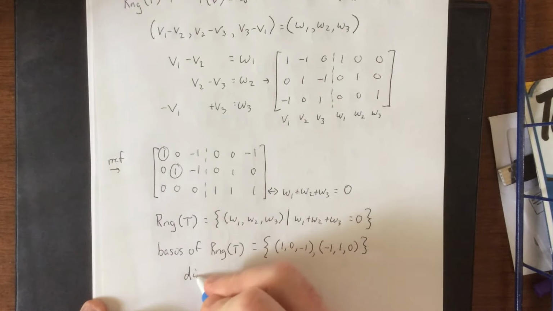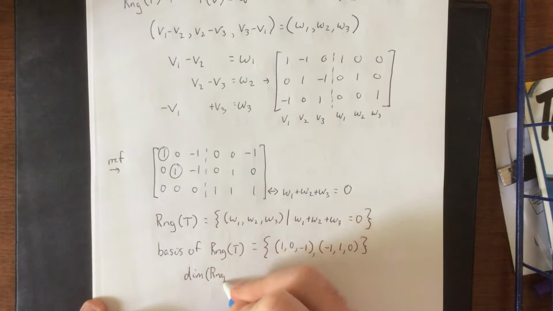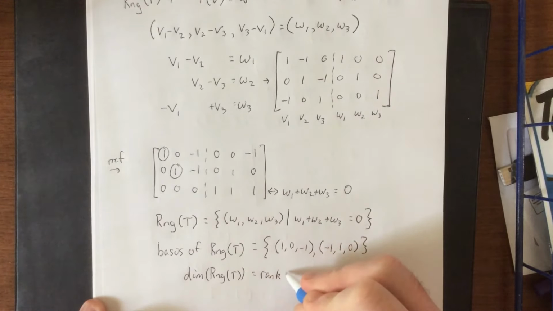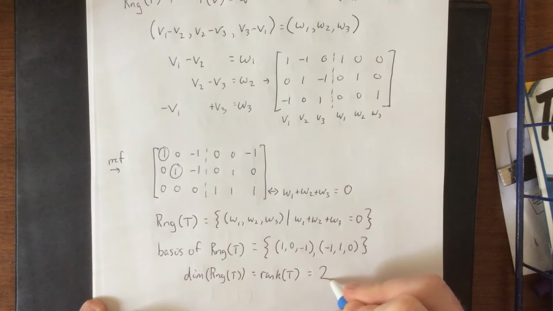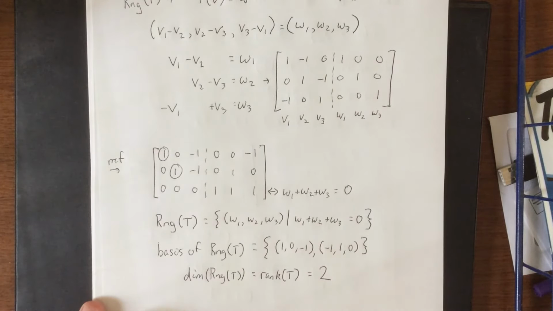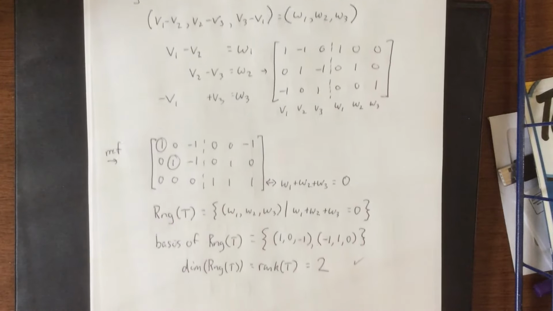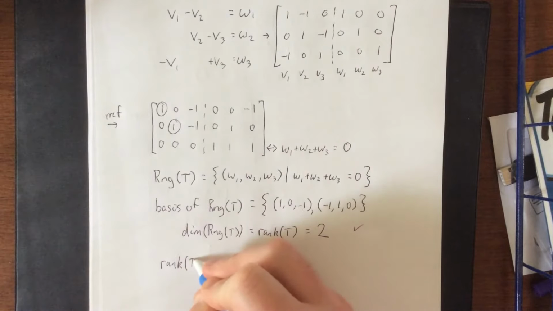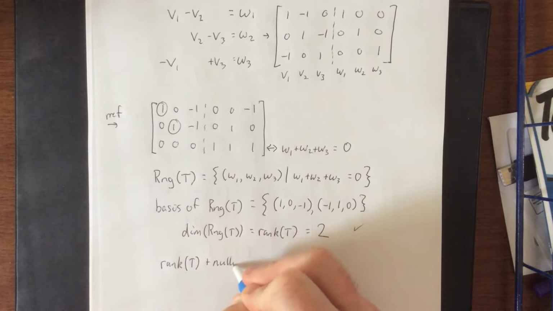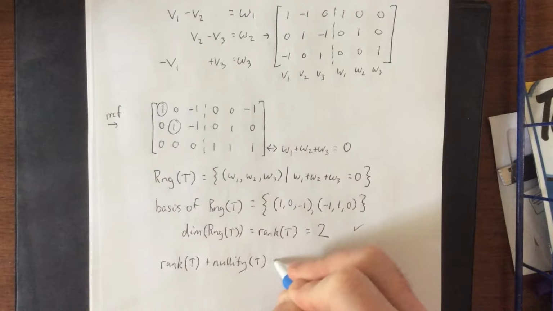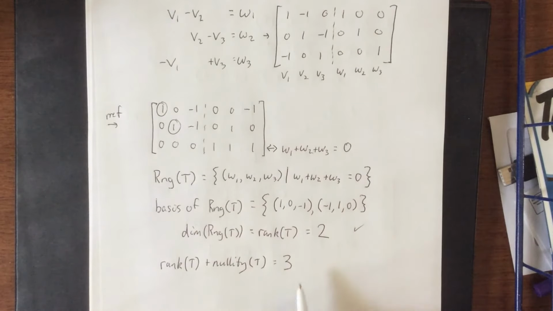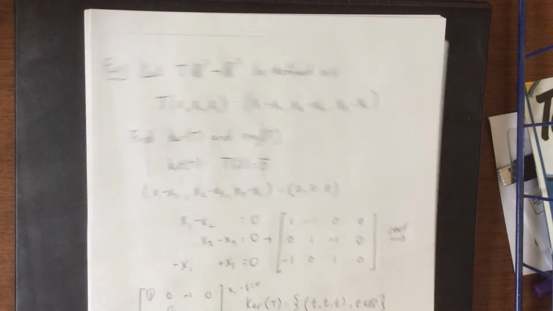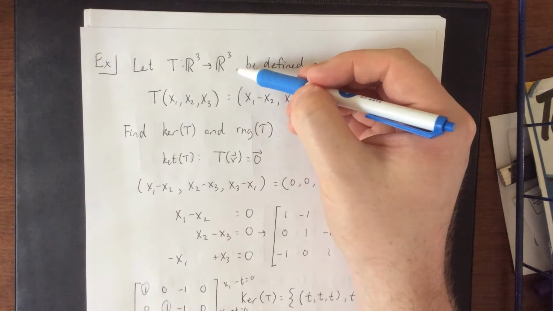The dimension of the range, also known as the rank of T, would be equal to the number of vectors that are in that basis. Then, to verify the rank nullity theorem, the rank of T plus the nullity of T winds up being 3. And the significance of that 3 is that 3 is the same dimension as our codomain.